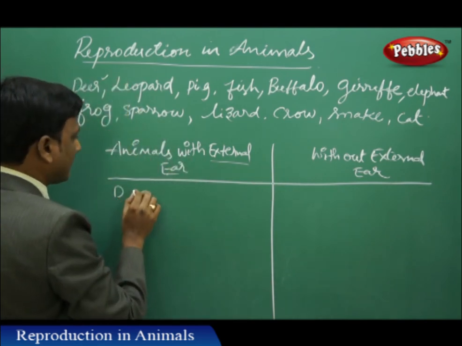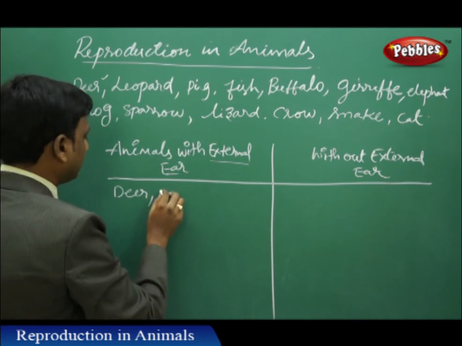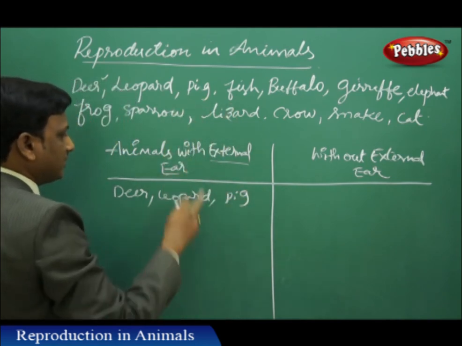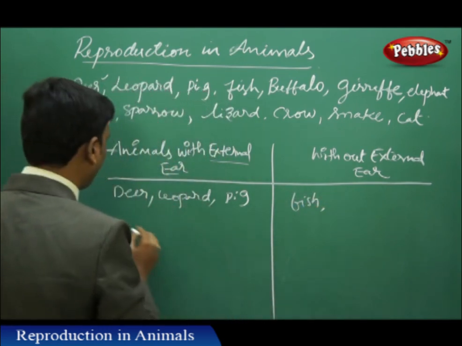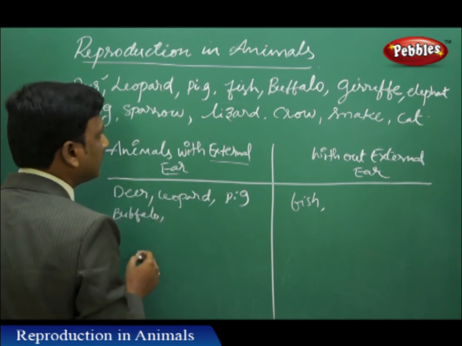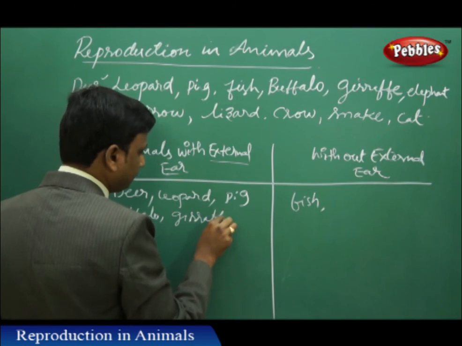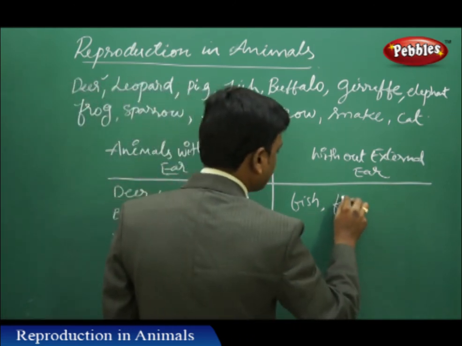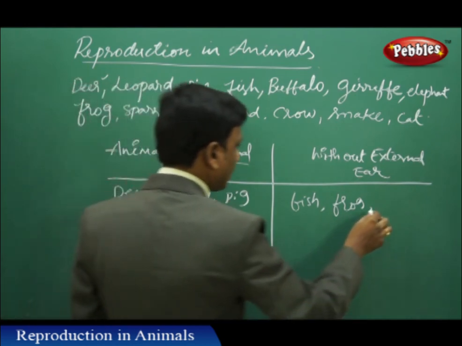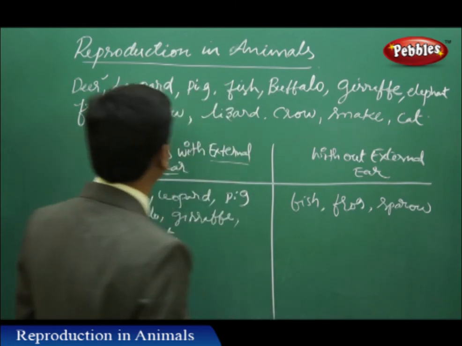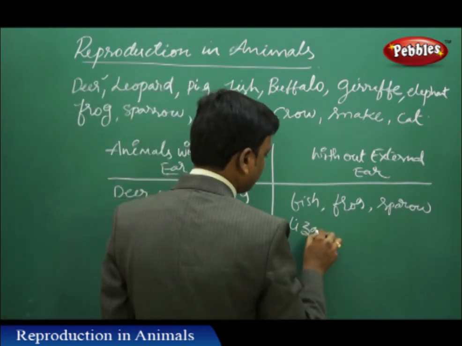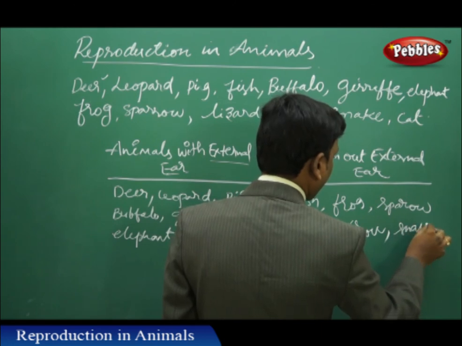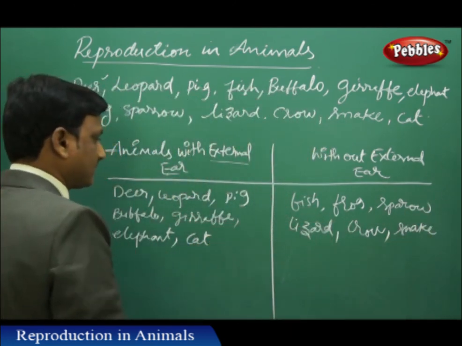Deer, it is having external ear. Leopard is also having external ear. Pig is having external ear. Fish, it is not having external ear. Buffalo is having external ear. And giraffe is having external ear. And elephant is having external ear. And frog is not having external ear. Sparrow is not having external ear. And lizard is not having external ear. Crow is also not having external ear. Snake is not having external ear. Cat, it's having external ear.